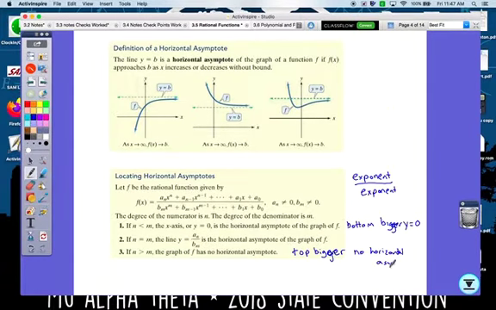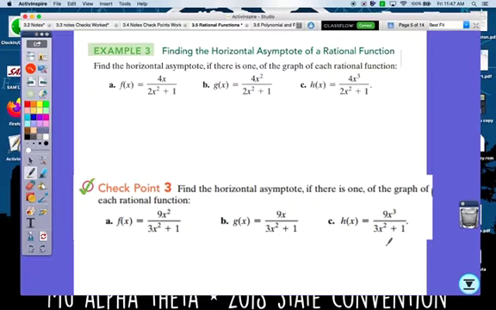All right, and the only other case is if they're the same, then you take the coefficients of those highest exponents and you make a fraction out of them. So if they're the same, you have y is equal to the leading coefficient of the top divided by the leading coefficient of the bottom, and that is your horizontal asymptote.